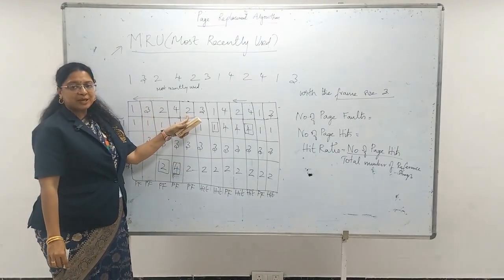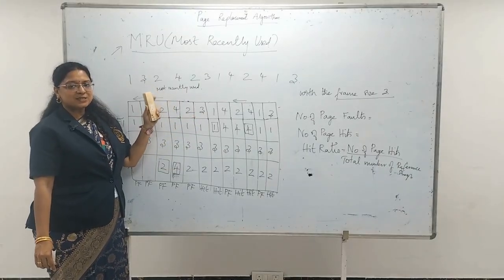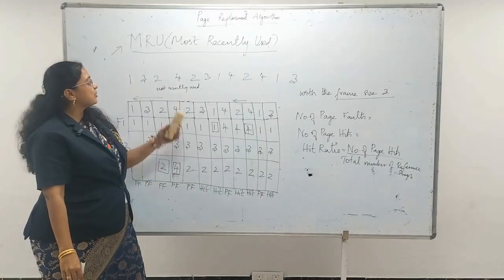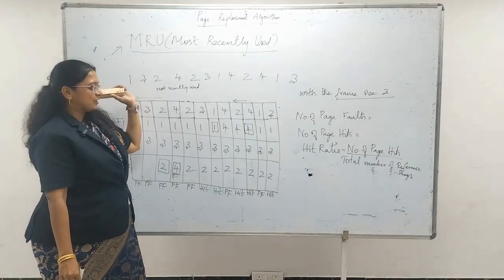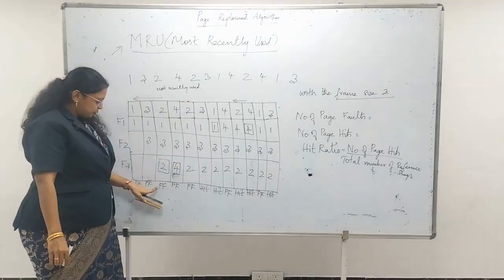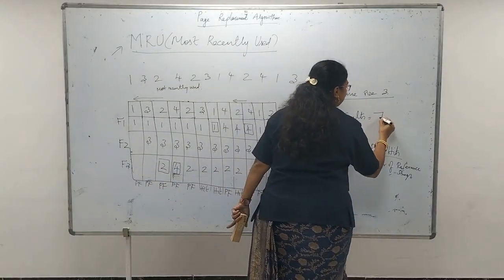That is, check whether the page is present, whether there is a... you need to check your left hand side. That is the most recently used element. So that page only you are going to replace as per the most recently used algorithm. So now you are going to calculate the number of page faults: 1, 2, 3, 4, 5, 6 and then 7. Number of page faults: 7.